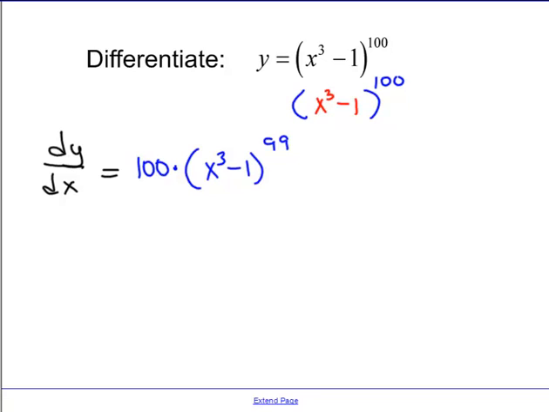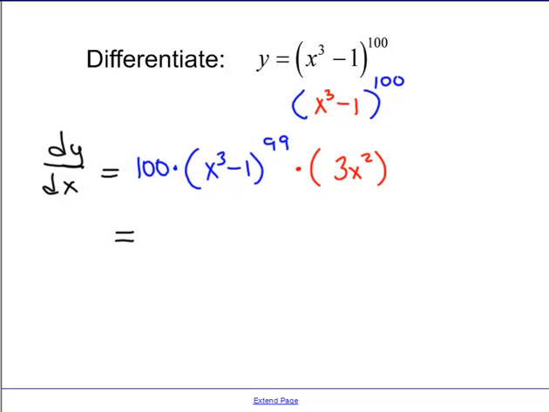Then we have to take the derivative of the inner function, which in this case is the red one. So the derivative of x to the third minus 1 will be 3x squared. So this is the derivative of the outer function, and this is the derivative of the inner function. So then all you have to do is just simplify.